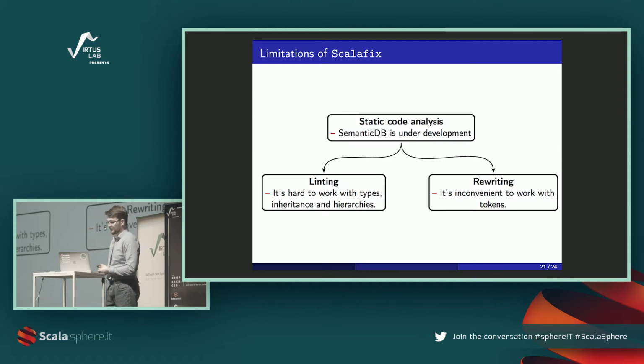And the limitation in rewriting is that it's just inconvenient to work with that low-level tokens API. It's quite hard to work with simple strings and tokens. It's quite bulky. But also now there is a lot of work going on in the Scala Center to improve that API and to add more high-level structures, so to work with ASTs but not with tokens.